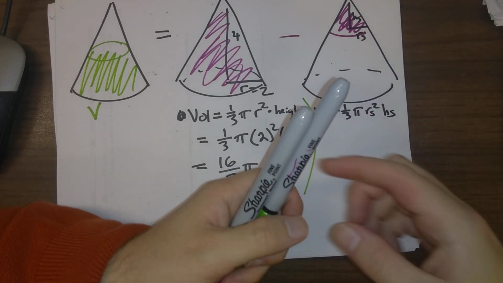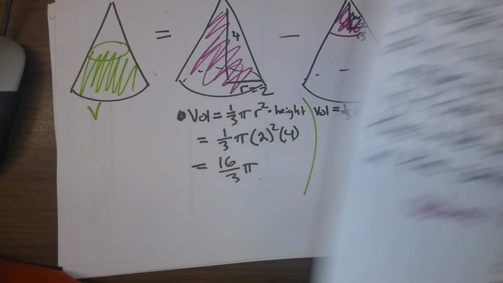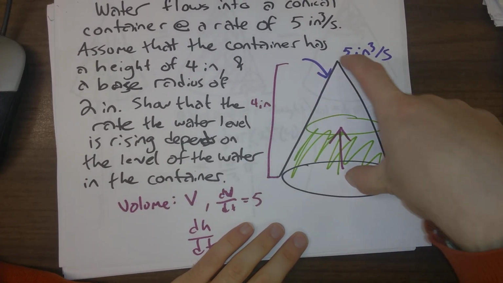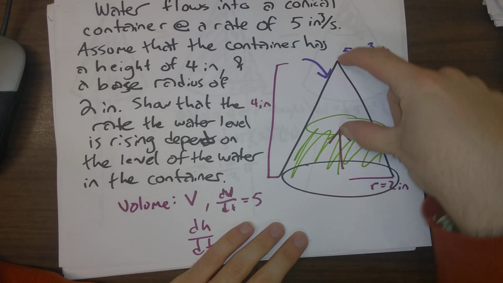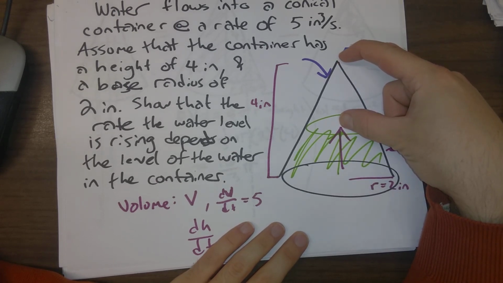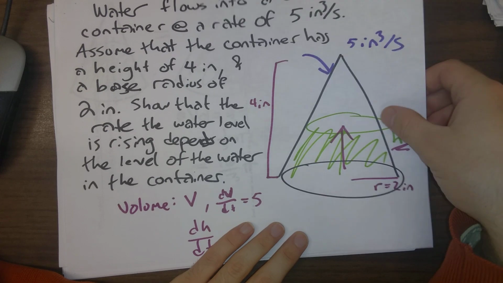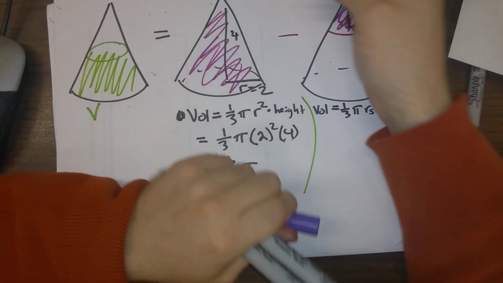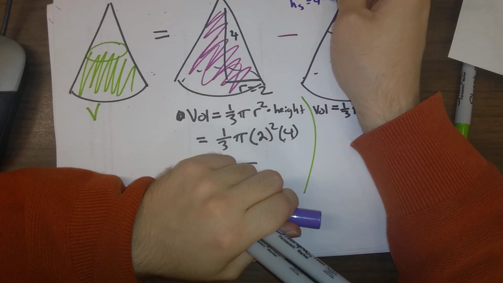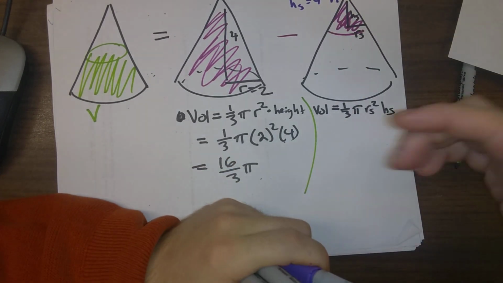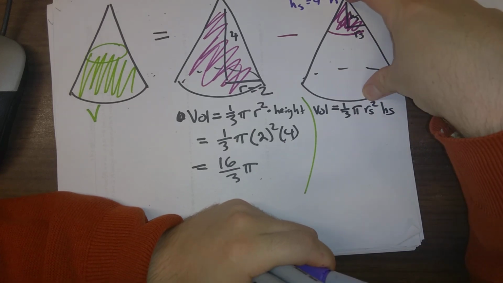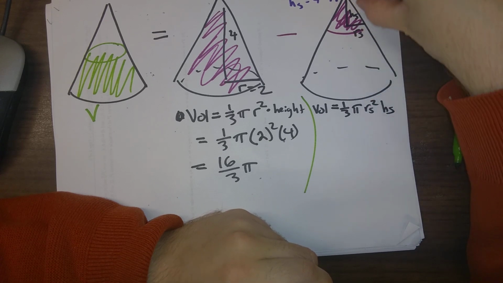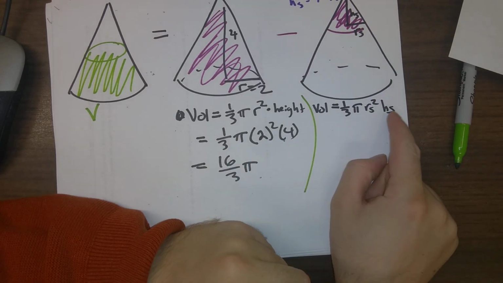So HS, if we go back to our picture here, H is the height of the water, the overall height is 4, and so the height of the space above the water is going to be 4 minus H. So HS is going to be 4 minus H, because the whole height is 4 and the height of the water is H. So we can plop that in for HS.